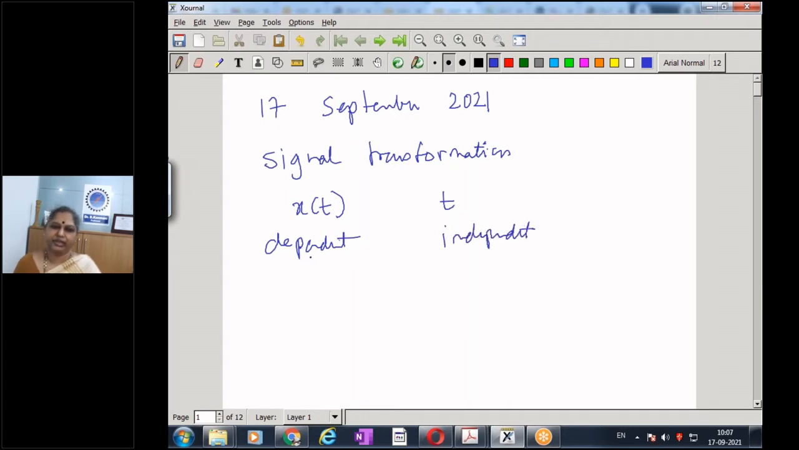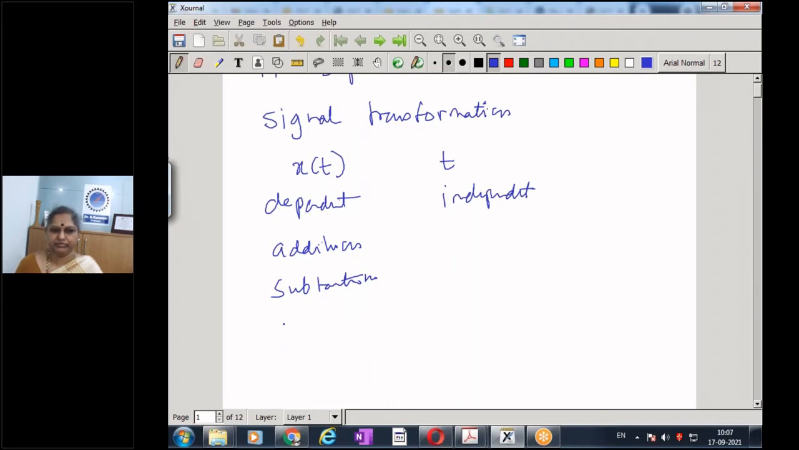The independent variable. And when we consider the dependent variable or transformations on x of t, we have a lot of transformations like addition, subtraction, multiplication, integration, and differentiation. So these are some of the transformations that we can do with the dependent variable.